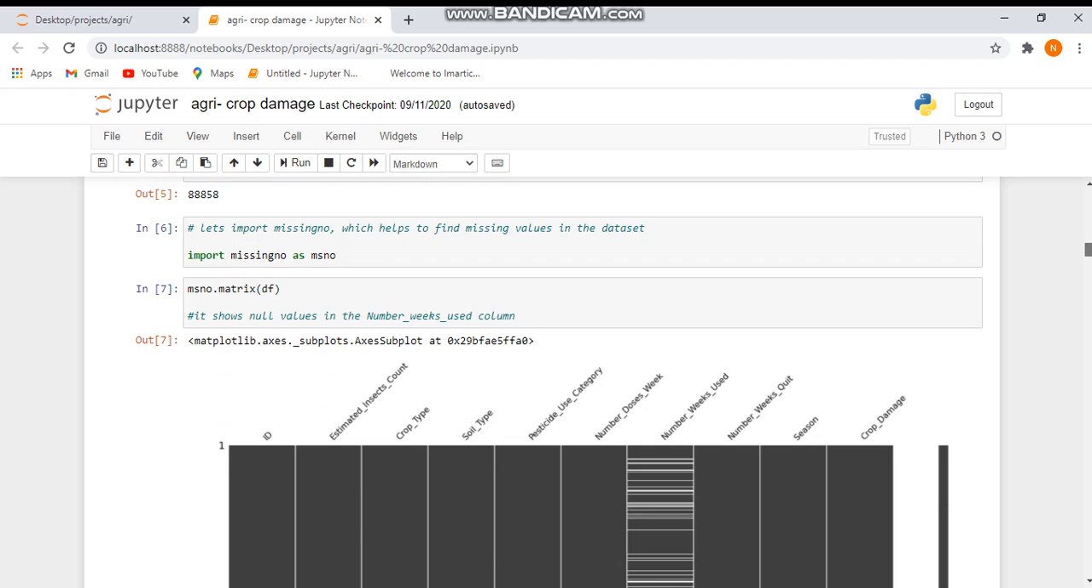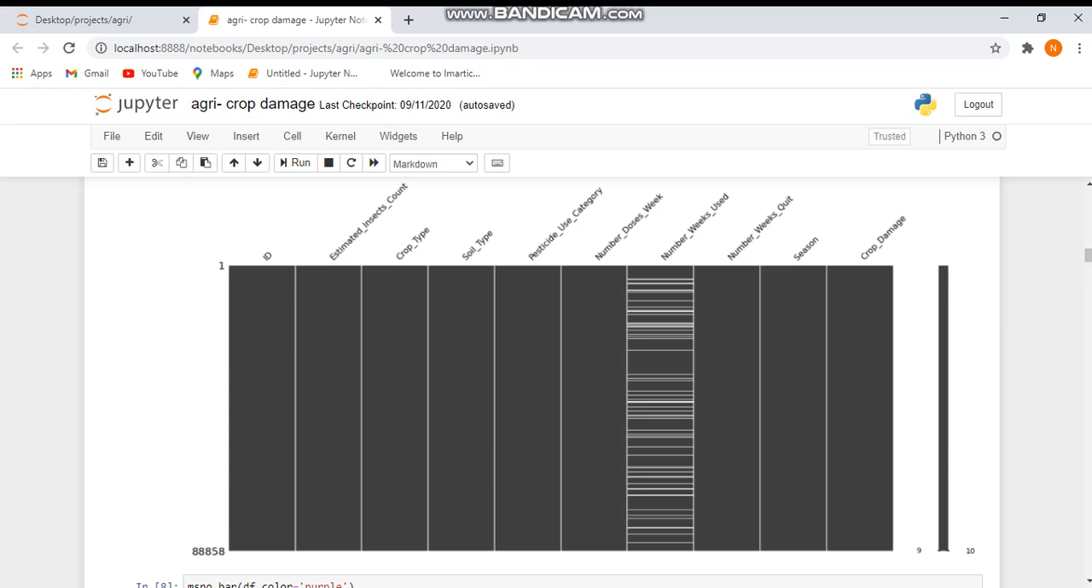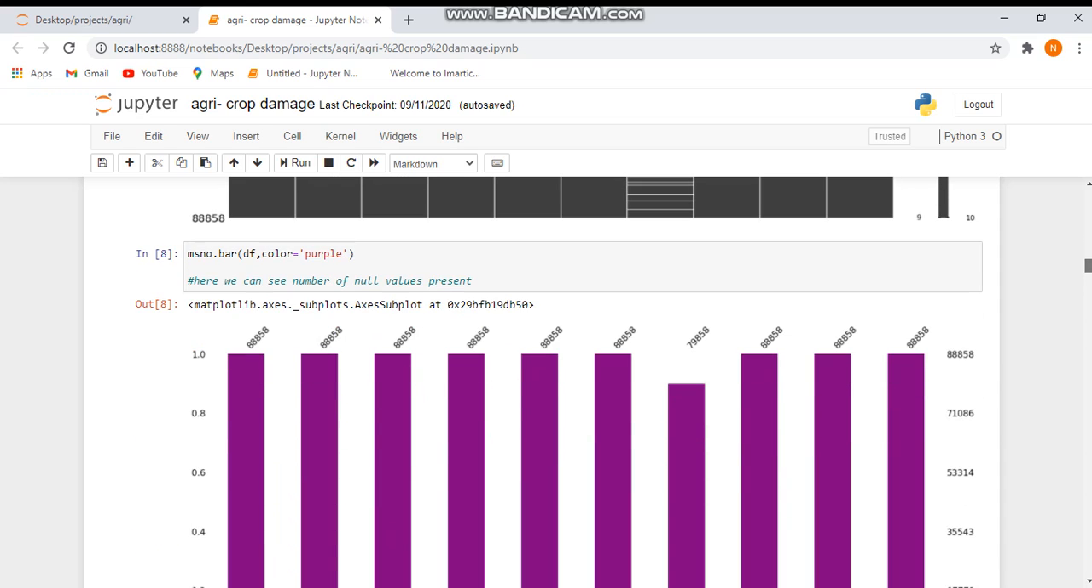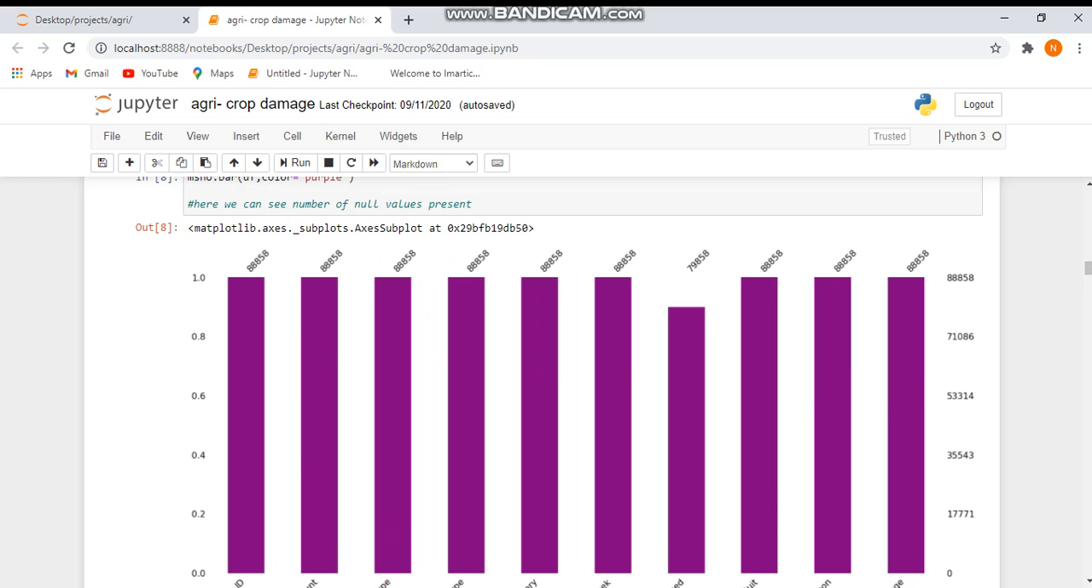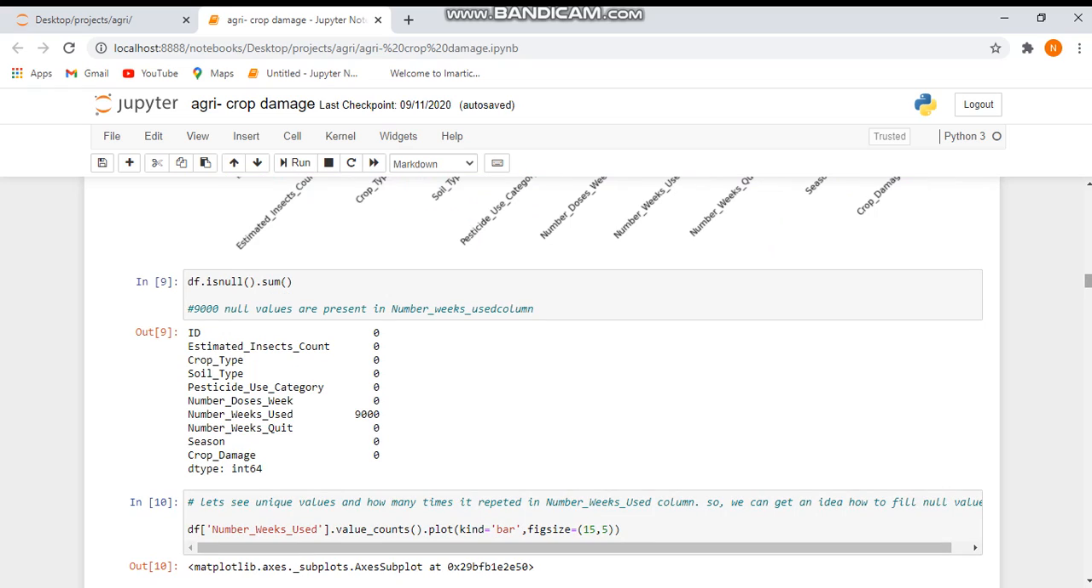To see the missing values, we imported missingno. So here we can see that number of weeks used has a lot of null values. Let's see how many null values are here. By using a missingno bar, we can see how many non-null values are present. We can clearly see there are a lot of null values present in this number of weeks used. So number of weeks has nearly 9,000 null values.